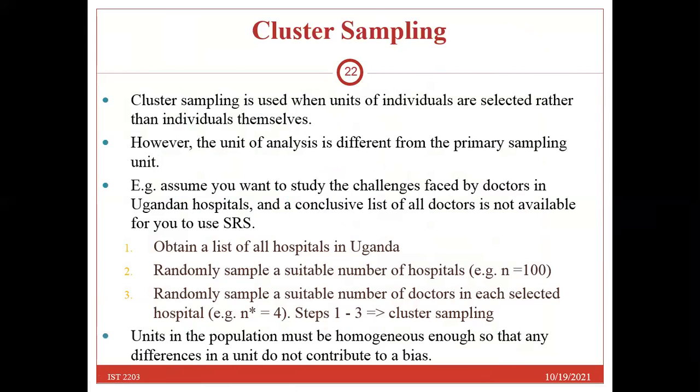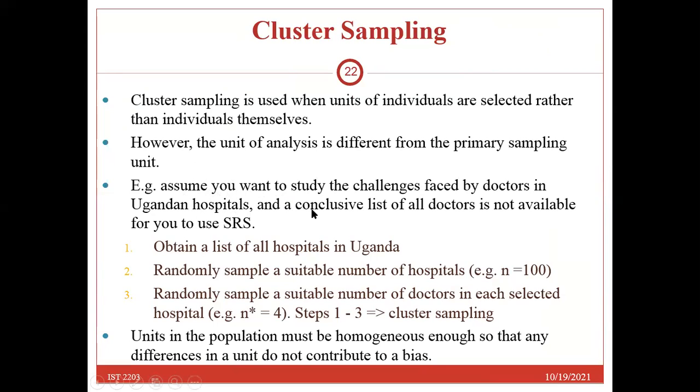Then lastly, there's cluster sampling. Now this one, the video did not explain it. Cluster sampling is used when units of individuals are selected rather than individuals themselves. However, the unit of analysis is different from the primary sampling unit. And I'm going to explain what that means through an example.